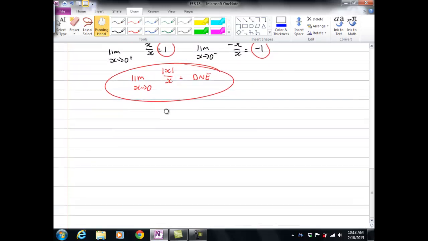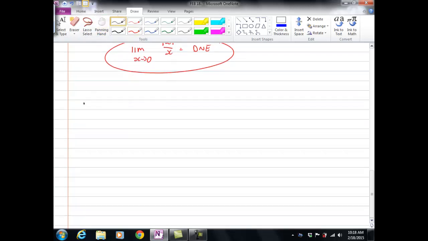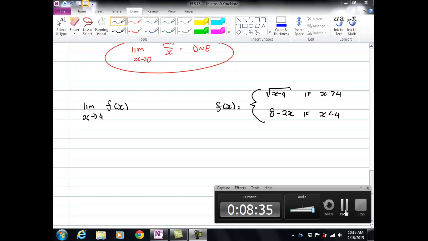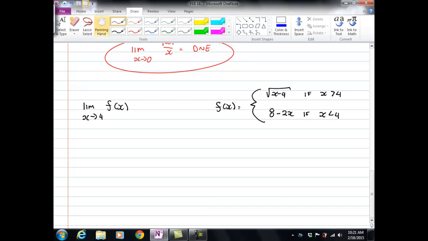I'm going to take this concept, push you a bit farther and see how many you can break. Limit as x approaches 4 of f of x, where f of x equals a piecewise function: root x minus 4 if x is greater than 4, and 8 minus 2x if x is less than 4. Using what I've taught you about absolute values, I want you to take it to this question. Something I've never taught you before, but you should be able to apply it. So if I look at this question, I'm going to break this down into two pieces.